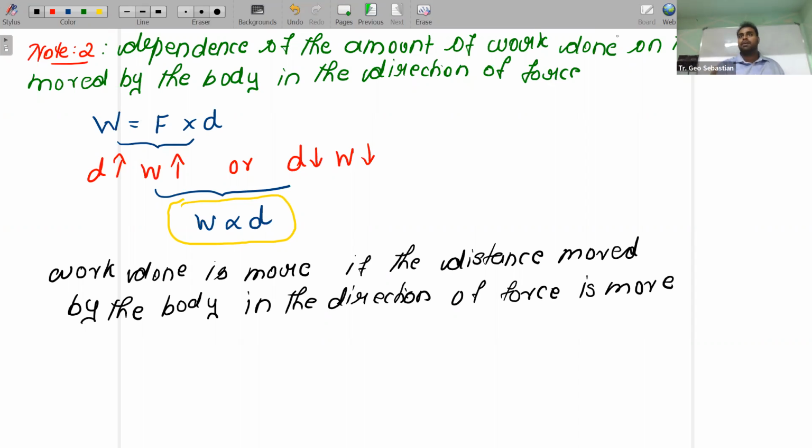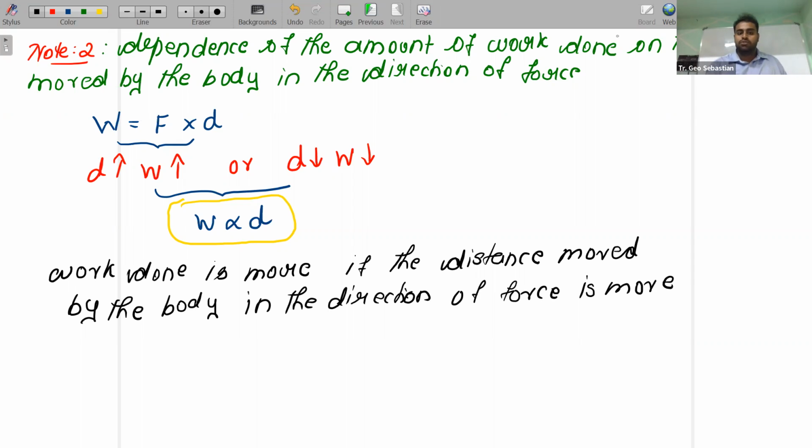So he is carrying that particular bucket to the first floor and the second floor. The force applied to the bucket is same when it is carried to the first floor or the second floor. Why? Because it is the same person, the same bucket, and the amount of water is also same, but the distance traveled is different. So when he carries the bucket to the second floor, more work is done. When he carries the bucket to the first floor, less work is done. So when the distance decreases, work also decreases. When the distance increases, the work also increases.